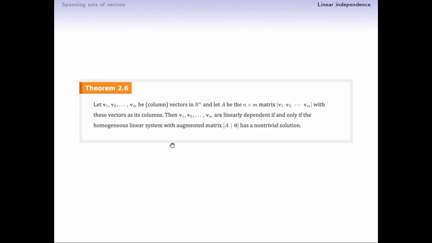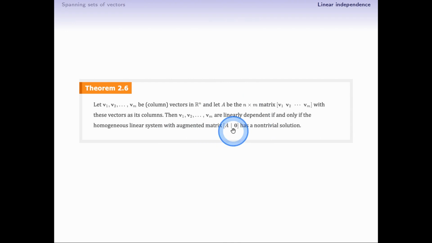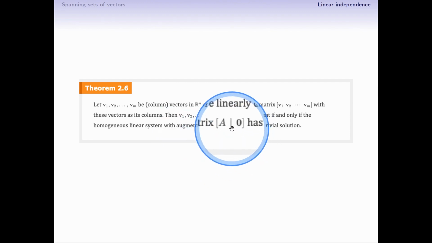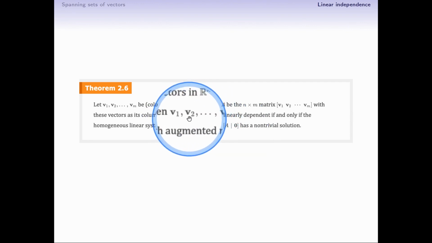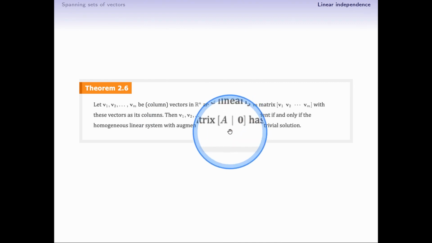Then V1 through Vm are linearly dependent if and only if the homogeneous linear system with augmented matrix A forms the matrix of coefficients and our column of constants is just the 0 vector. If that augmented system has a non-trivial solution, then these vectors are linearly dependent. And if this augmented system has only the trivial solution, then these vectors are linearly independent. Now, this is exactly what we saw in our last two problems, right? Everything hinges on the solution set to this homogeneous system.